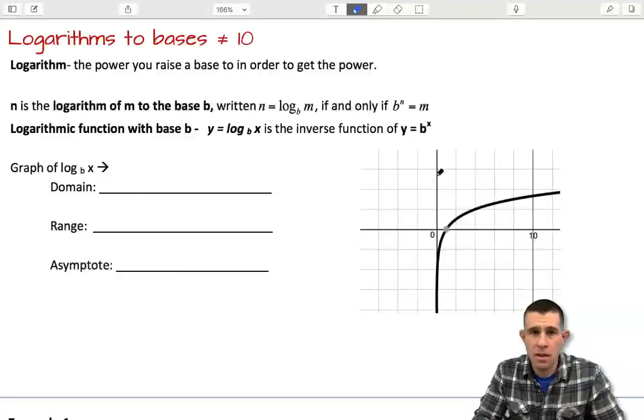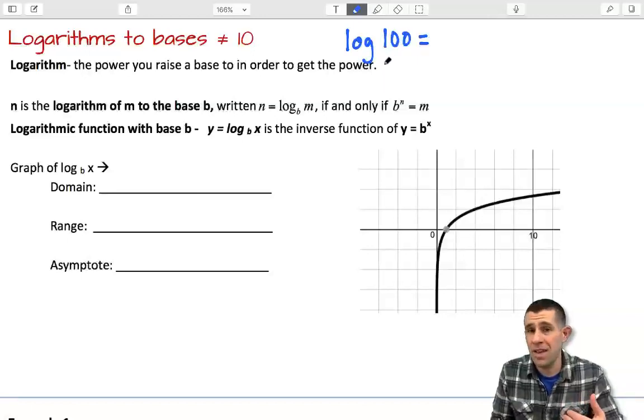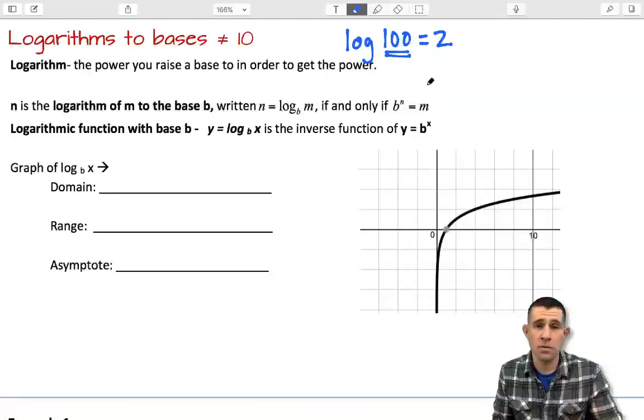Hey guys, today we're taking a look at logarithms to bases other than 10. Up until this point, we've really just looked at common logs, which are log base 10. In other words, if I saw a log of 100, I know what I'm looking for is the power that I raise 10 to in order to get 100. And that log of 100 would be equal to 2. Well, we can take logs with different bases.